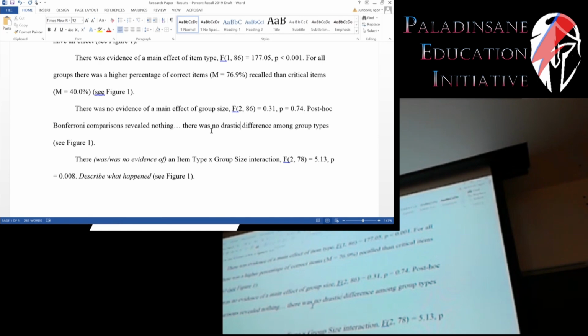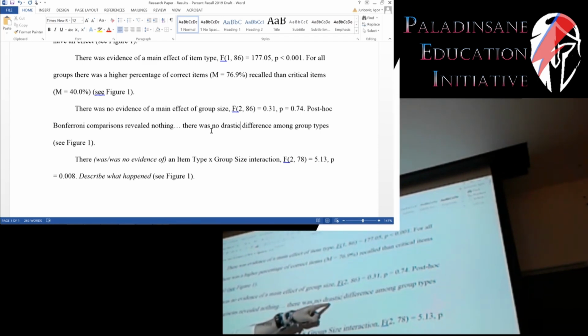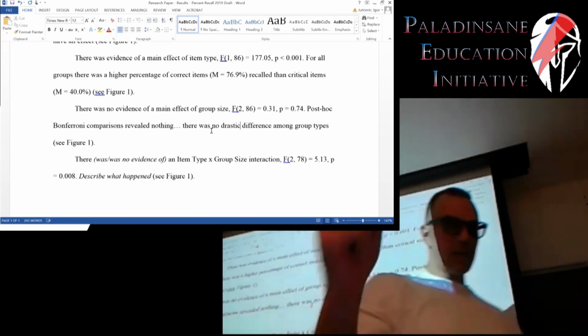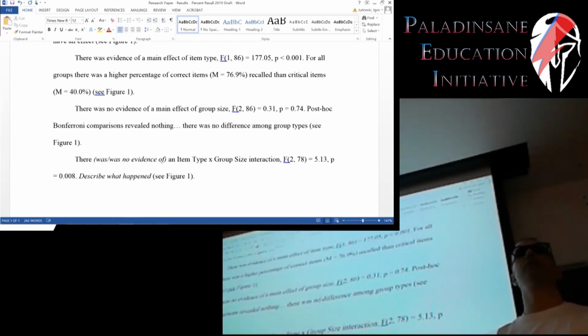They should be able to infer from that, but we don't want to leave it up to them. We don't want to basically say, oh, you figure it out on your own. We want to make it explicit. So we will tell them the Bonferroni comparisons revealed nothing. There were no drastic differences among group types. We tell them there were no differences so that they don't have to waste their mental capacity trying to hold on to all this information and figure out what this means. The other thing, though, is that this drastic difference, just take it out, because we report the inferential statistics.